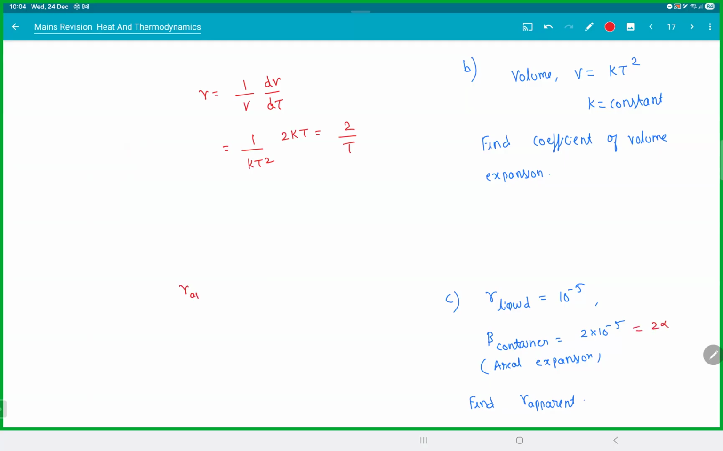What is gamma apparent? Gamma apparent is gamma real minus 3 alpha. So just substitute there, you're done. So beta is given there, not alpha.